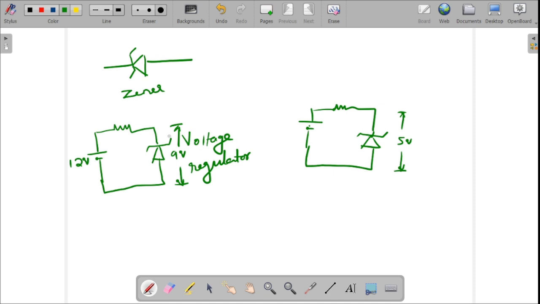The purpose of connecting the Zener diode in the opposite direction is that a Zener diode will always conduct current in the reverse direction. That is why we are connecting the Zener diode in the opposite direction.